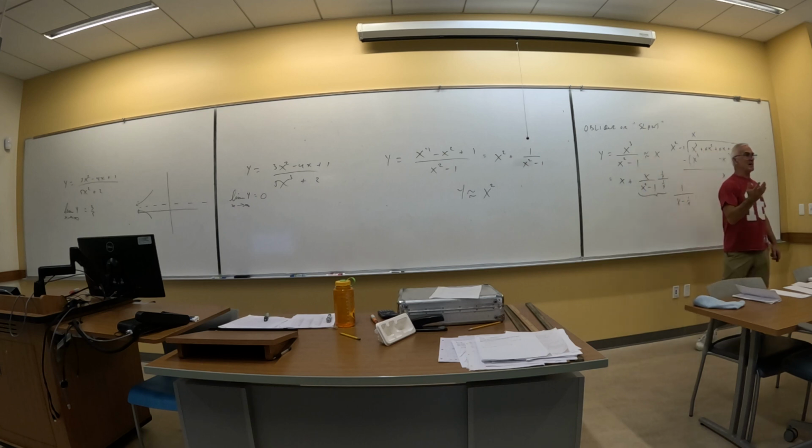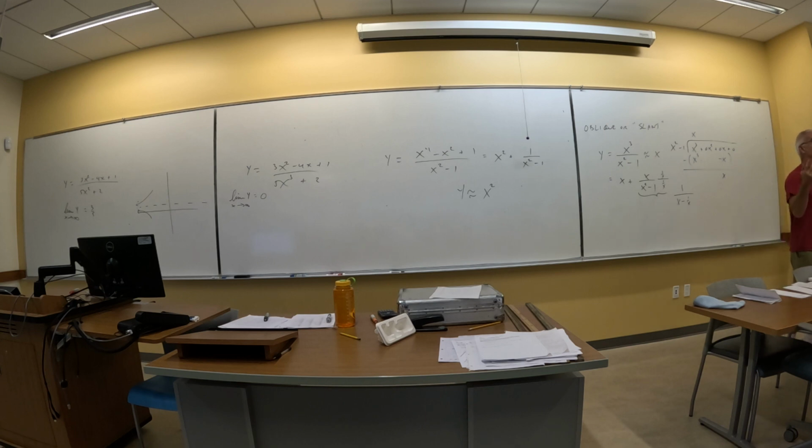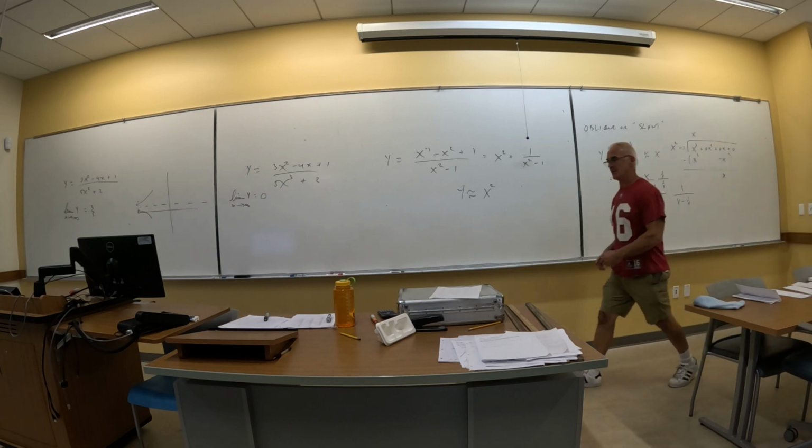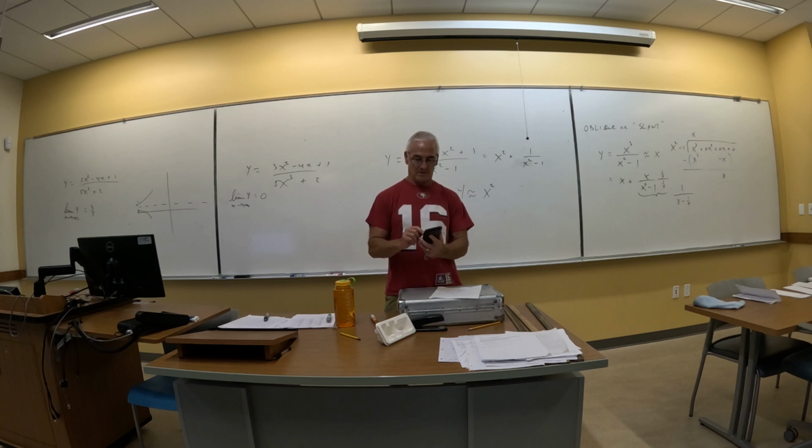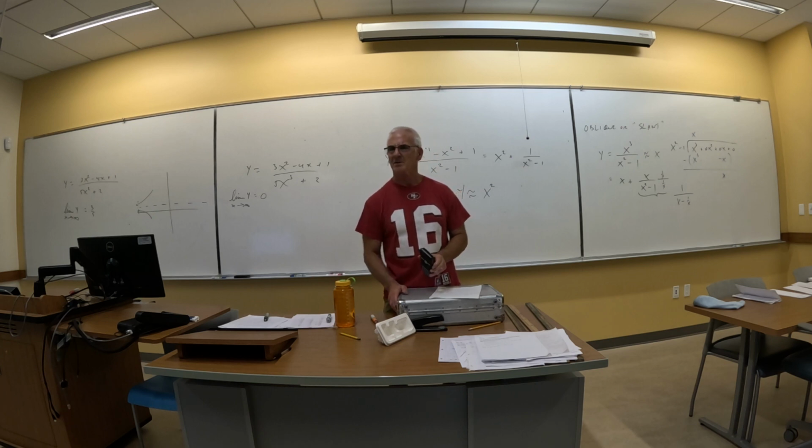Because if I replace x with larger and larger values, I'm not going to see much difference. If I got out my calculator and replace x with 1,000, just for fun, 1,000 cubed divided by 1,000 squared minus 1, my calculator says the answer is 1,000.001. It's pretty close to 1,000, isn't it?